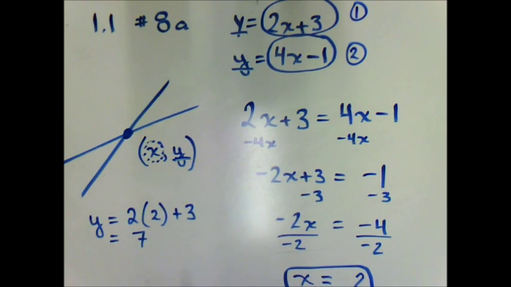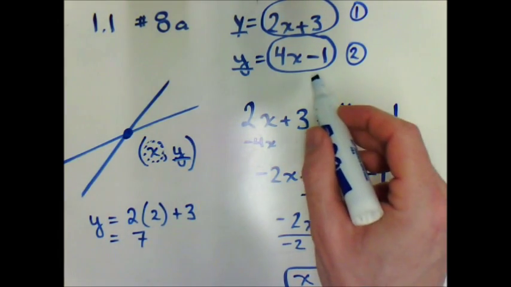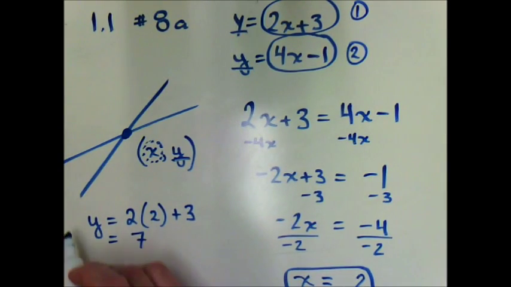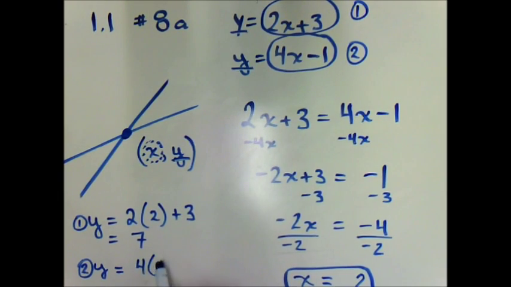But it also says check your answer. How do I check my answer? I put it in the second equation. So this was equation number 1. Now I put it in equation number 2. I'm going to get y equals 4 times 2 minus 1. 4 times 2 is 8, minus 1, 7, checked.